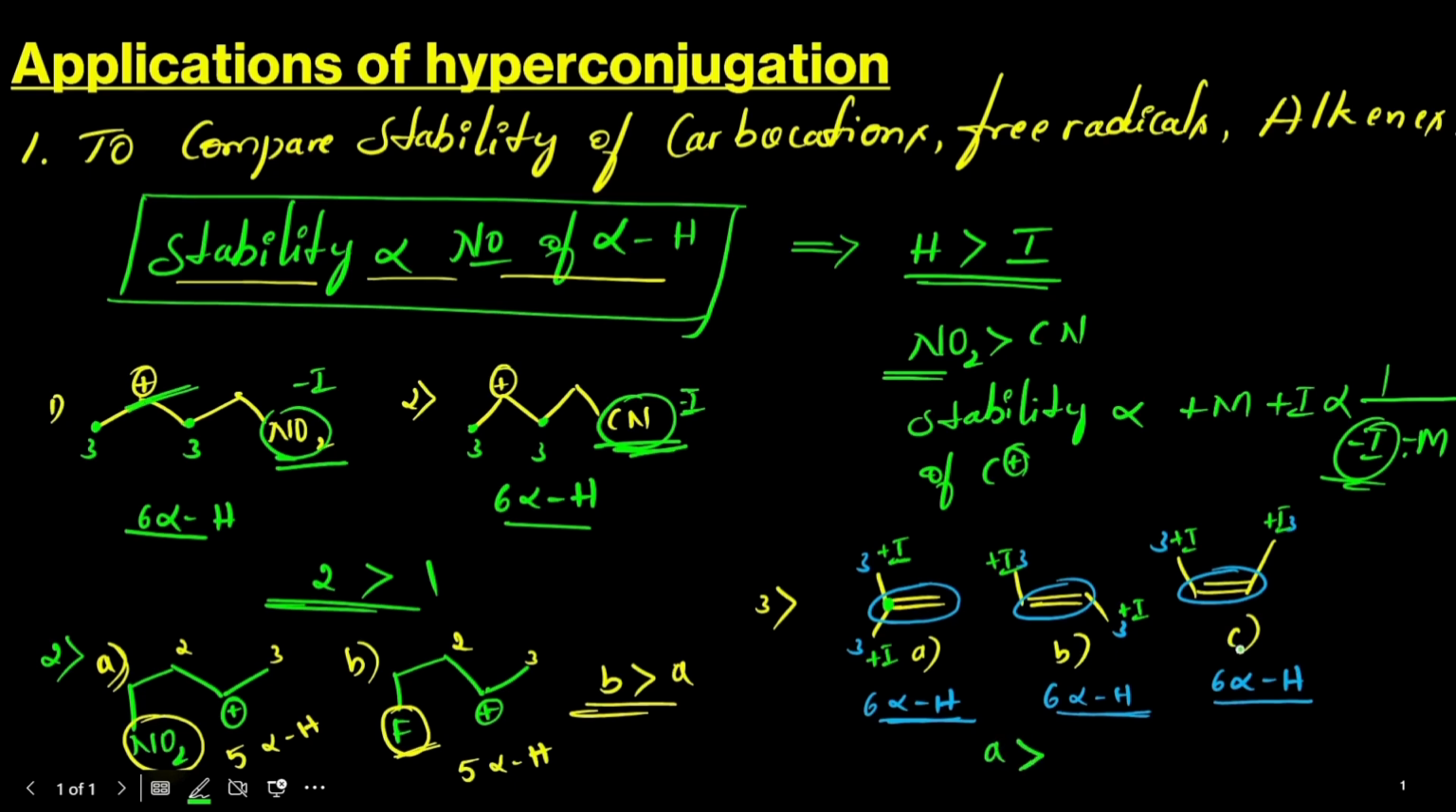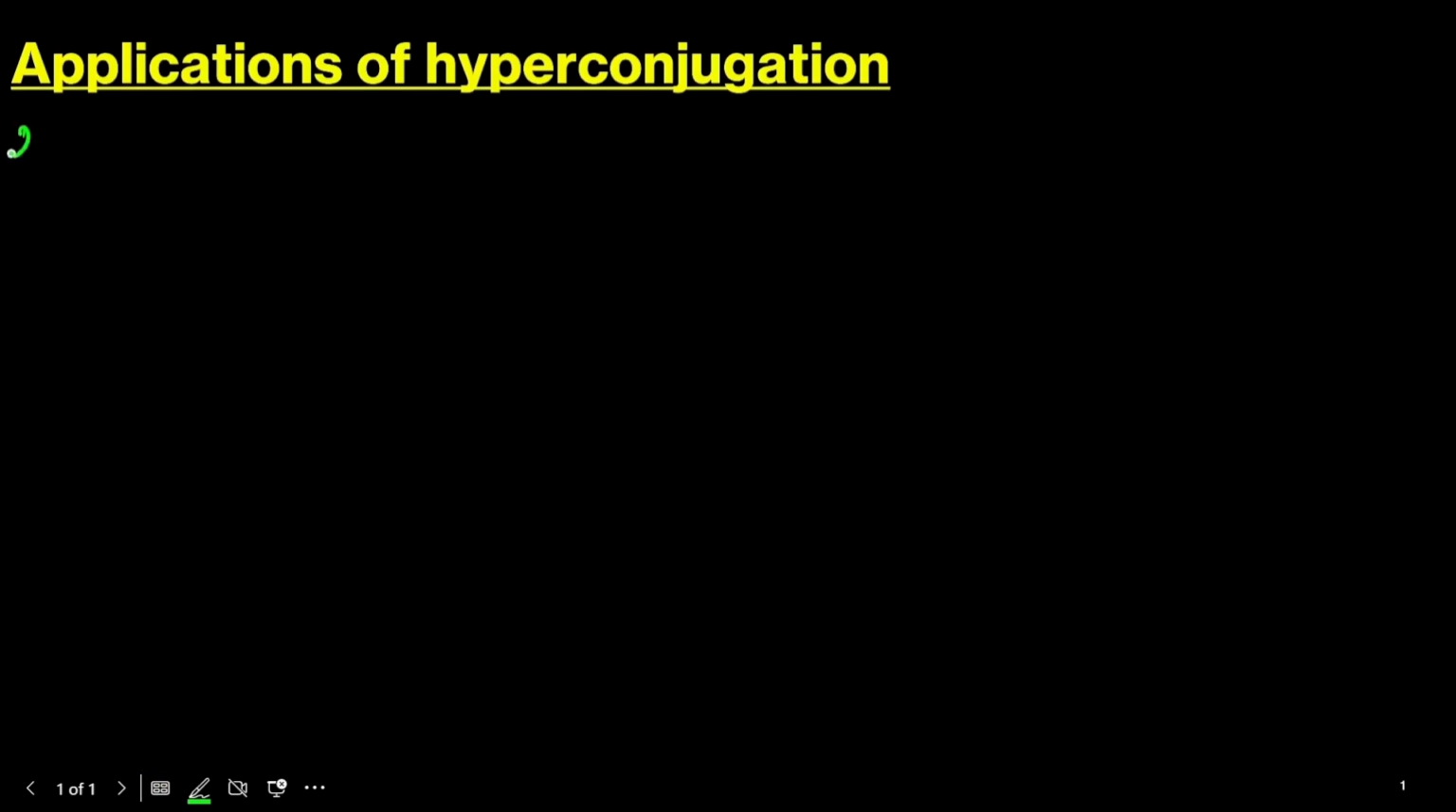In B and C, two positive inductive groups are present at two different carbon atoms. In C, since both positive inductive groups are facing towards the same side, repulsion arises. But in B, since the two positive groups are facing in opposite directions, there is no repulsion. Therefore B is more stable than C. This is the stability order. And the second application is bond length.